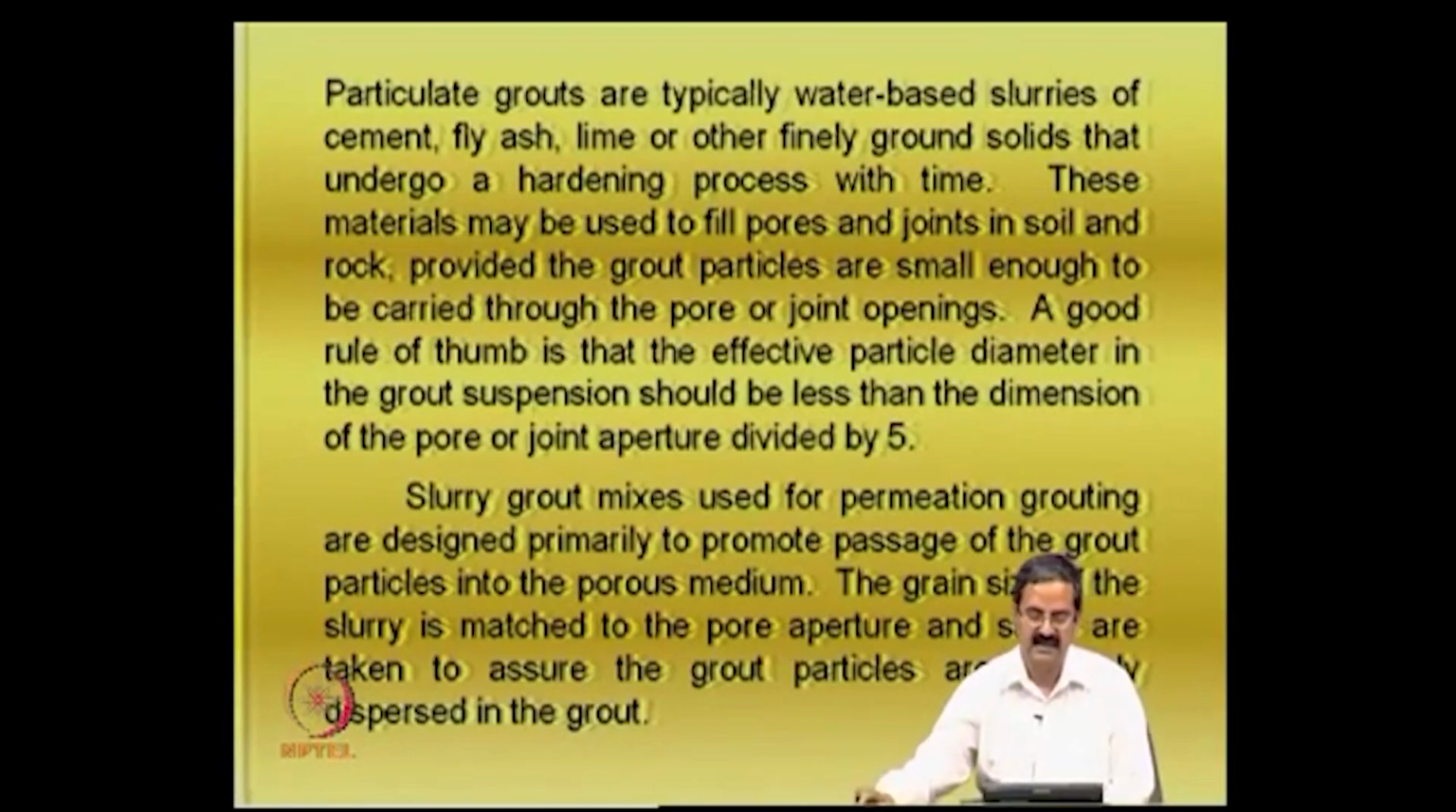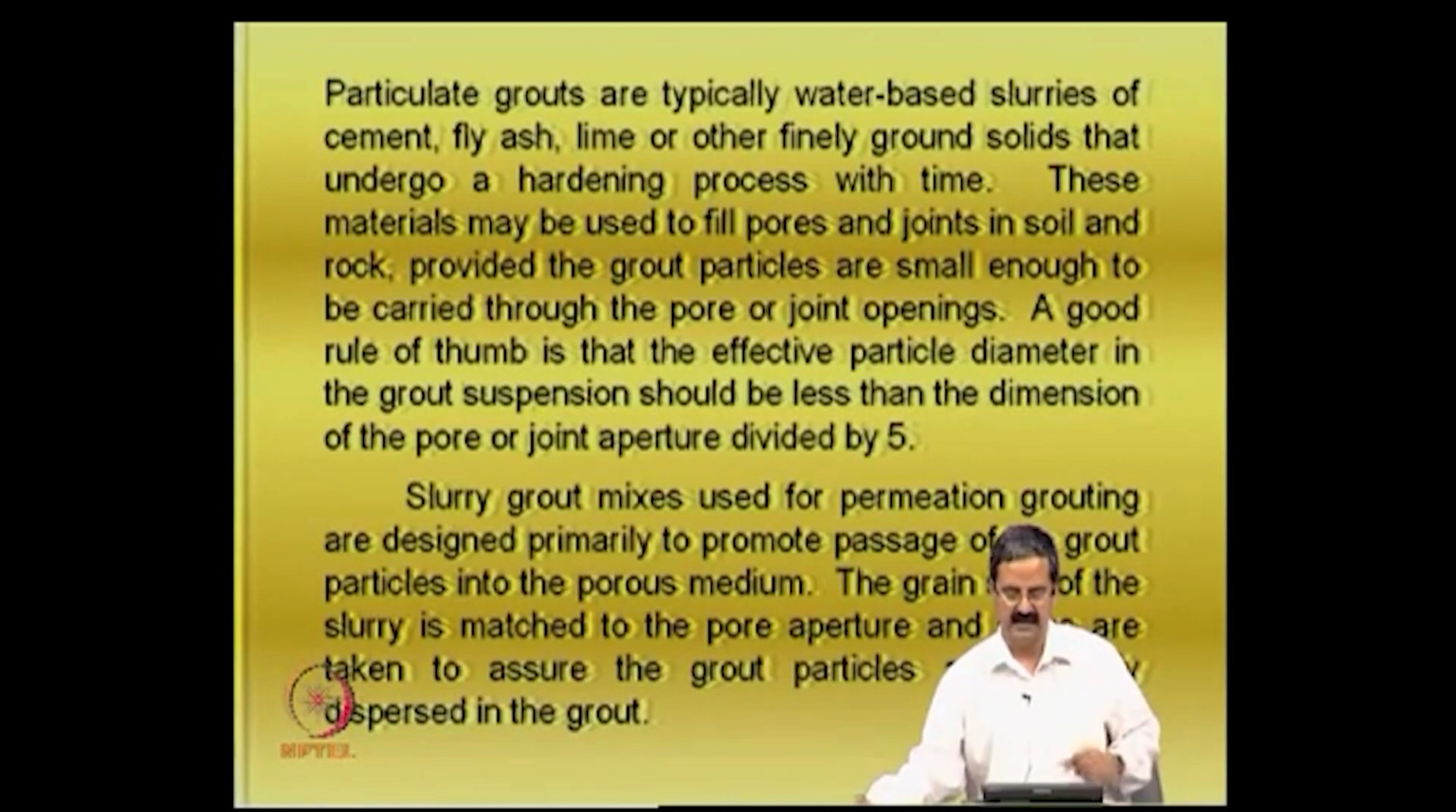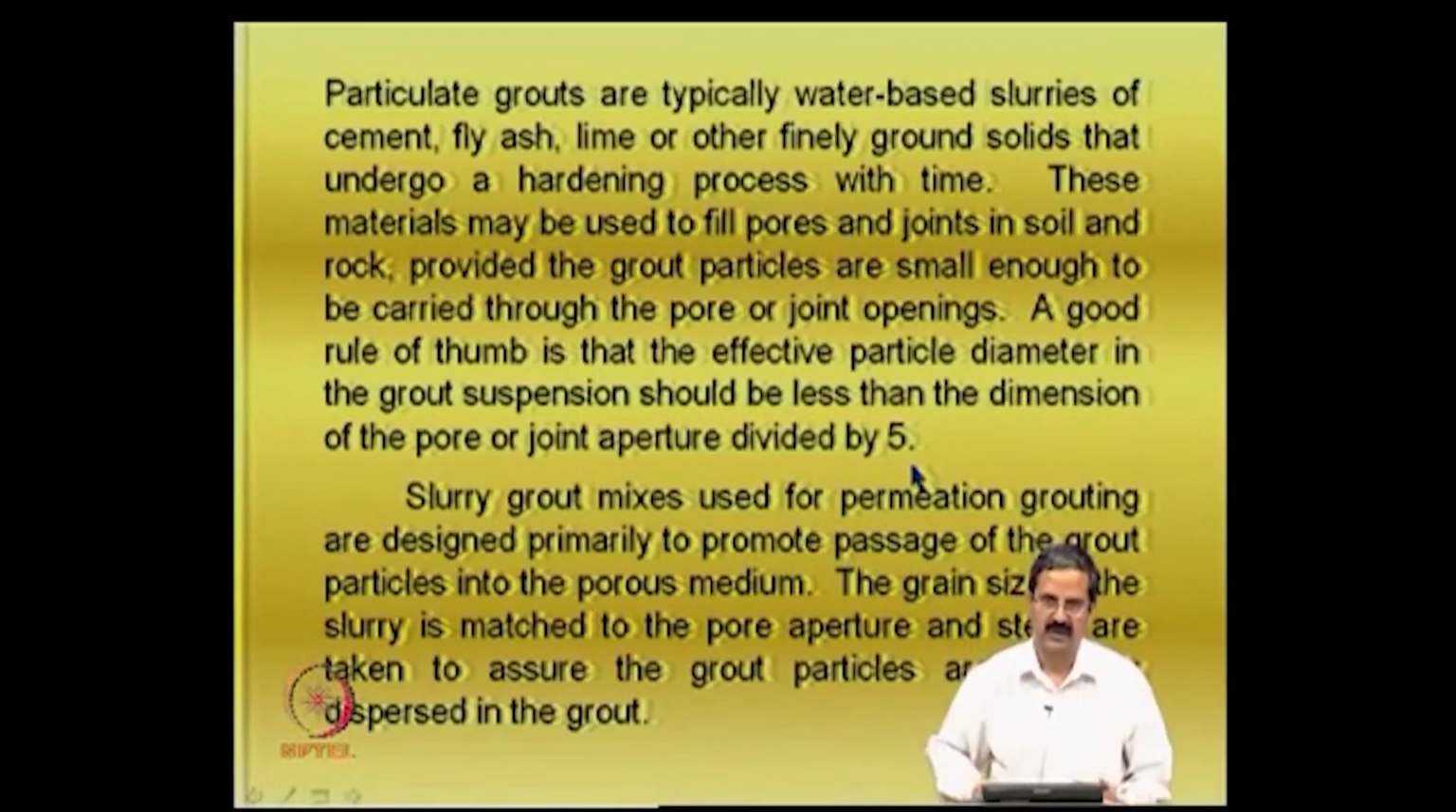as we also discussed, some criteria say that if the pore size is smaller, then it is not going to be effective. We discussed a couple of criteria to understand what the suspension size should be, depending on the particle size of the soil. A rule of thumb is that the effective particle diameter in the grout suspension should be less than the diameter of the pore or joint aperture by a factor of 5. We also discussed some of these things in the factor called N.